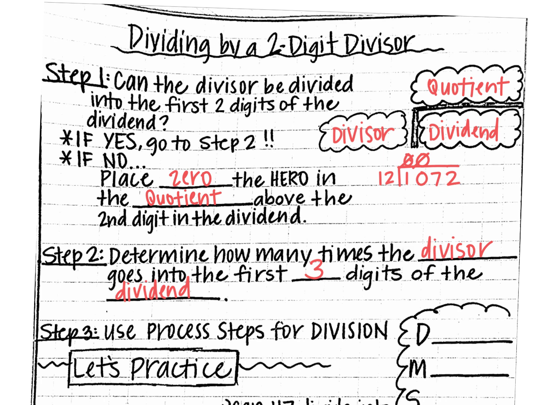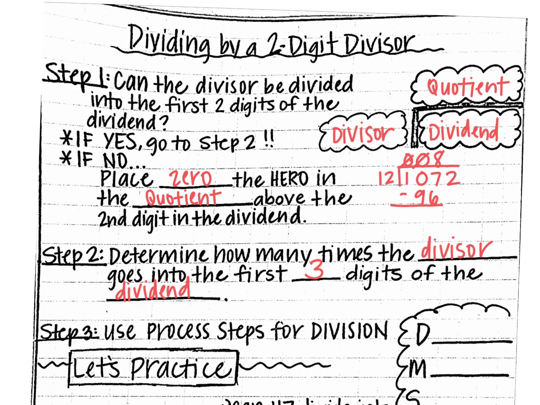Anybody know? 8. If I did 9, what's 12 times 9? 108. That's too much. So I can only make 8 groups of 12 out of 107, which is 96. I did the multiplication part. Then I would do the subtraction part. And I'm not going to keep going because step 3 basically just tells me to use the process steps for division. Okay, I only wrote this part right here just to show you what I was talking about in step 1, if yes or if no.